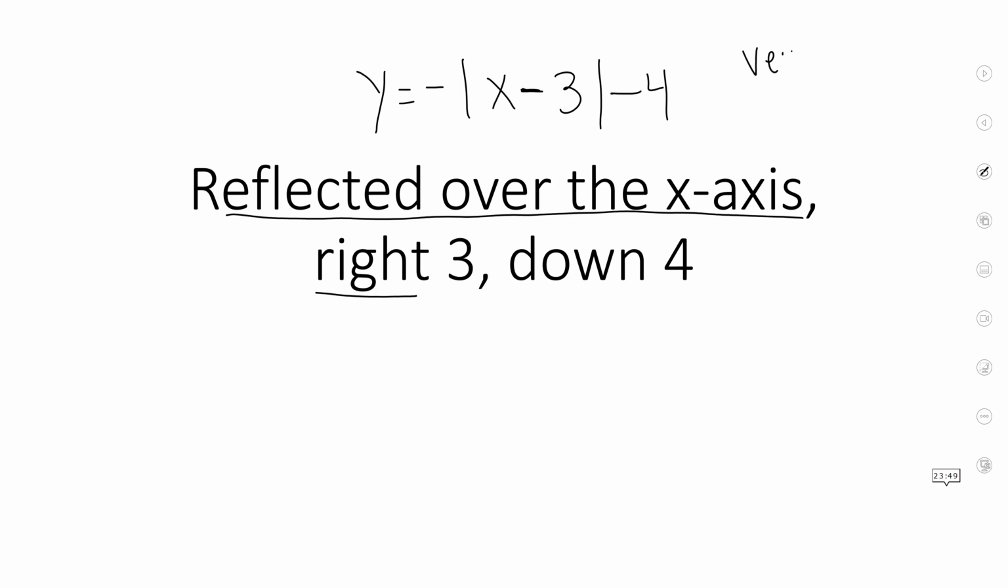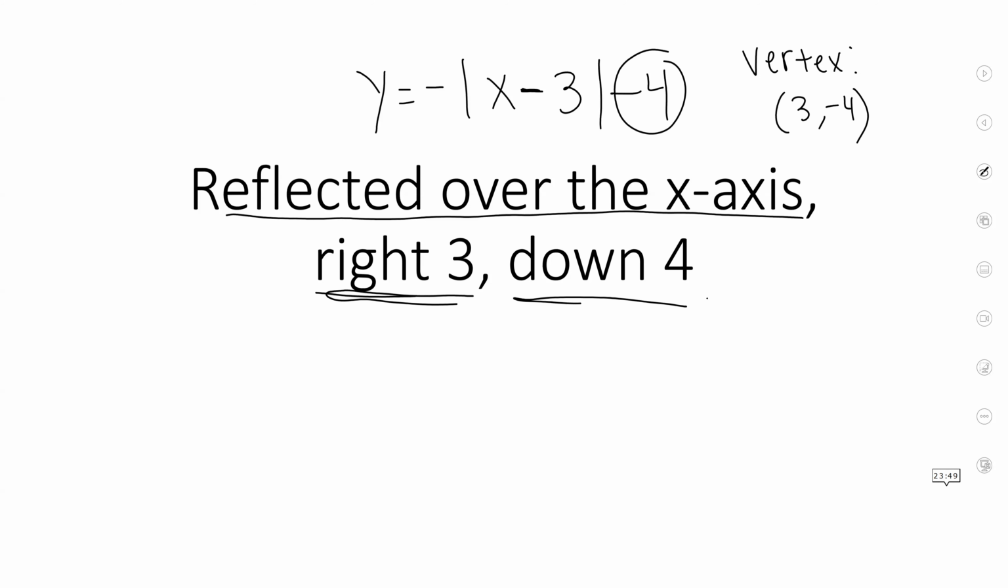Okay, now let's talk about the vertex. If I want to know the vertex of this graph, I know that it'll be opposite of this number. So it'll be a 3, and it'll be this number right here, -4. And this makes sense because it says right 3, so I have a 3, down 4. So this is my vertex. So if I were to graph this, it went right 3 spaces, down 4 spaces. So this is my vertex at 3, -4. Now, because there's a negative in the very front, it's going to be facing down.